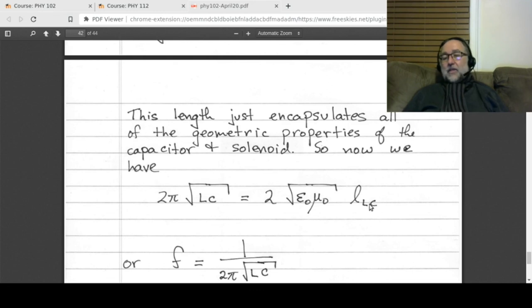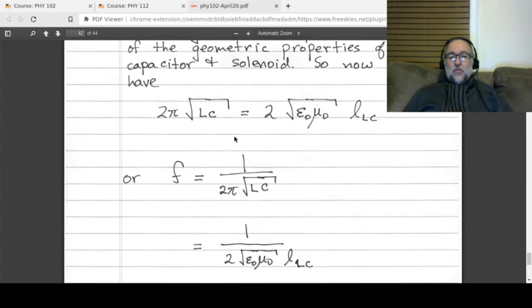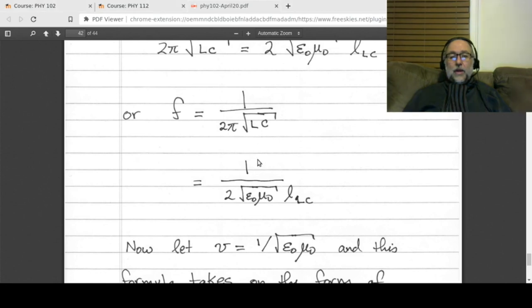And so basically, if you just take all of that mess up there and just replace it with LC, that 2 pi, the square root of LC is just equal to 2 times the square root of the epsilon naught mu naught multiplied by that characteristic length of the LC circuit. Okay? And if we put that into this equation here, we get 1 over 2 square root of epsilon naught mu naught times LC. And now, I know this is a little bit long, but we're almost done.